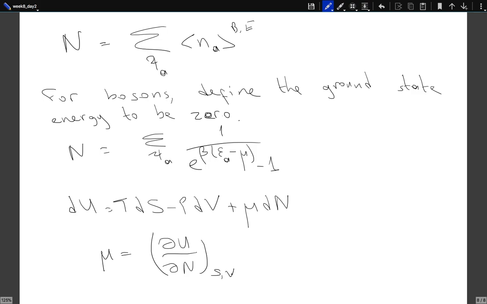Now, this also happens for fermions at high temperatures, but at low temperatures, some low energy states are already occupied, they are filled, and there are no possible different ways of distributing them. So even if you add one more particle, the entropy does not increase. So the energy still increases at low temperatures.